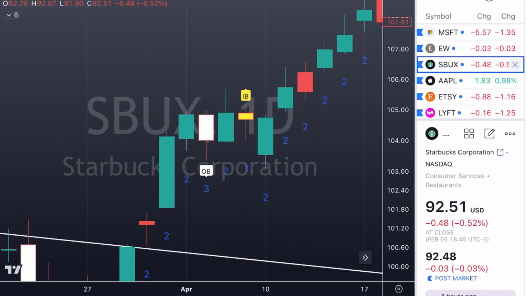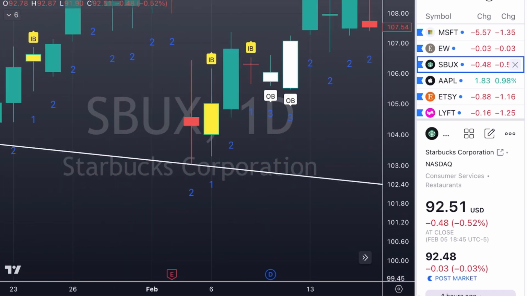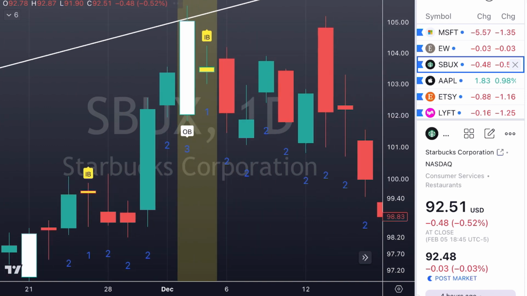There's an inside bar that did. I'm just looking for 3-1 setups here, though. And we'll go back and look at one more. Here's one more, and this one worked out really well. We triggered and we hit targets, and that's all we're looking for.